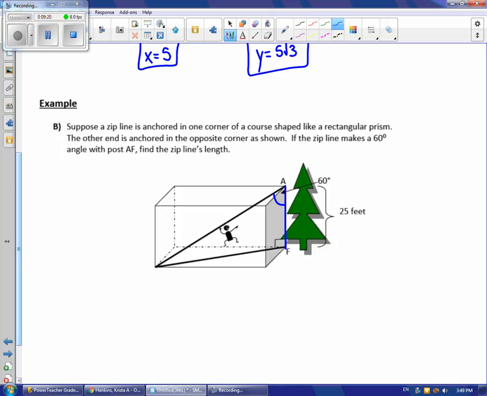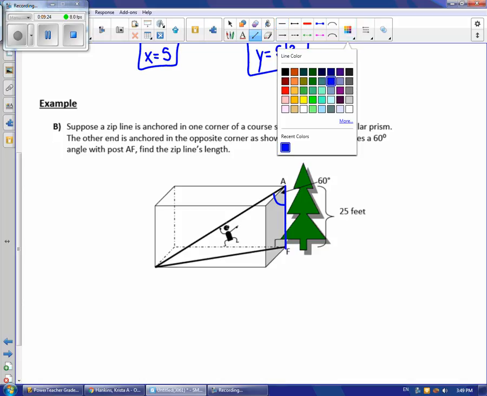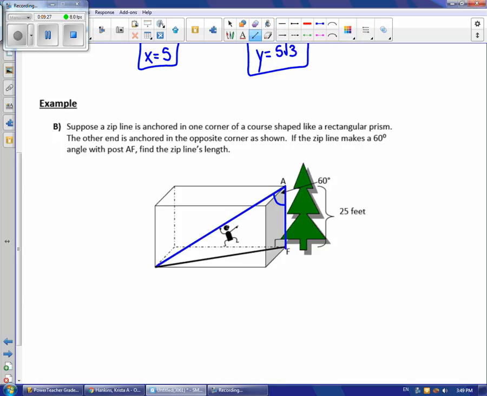Okay, so if you look at the triangle we have here, we have a right angle here, we have a 60 degree, so that means this is a 30 degree, and we're working with a 30, 60, 90 triangle. Since we're looking for the length of the zip line, that's the hypotenuse. We know this side is 25 feet, and it's across from the 30-degree angle, so that is my short leg.